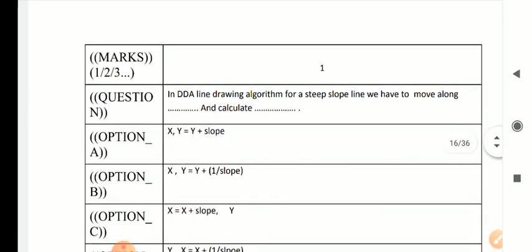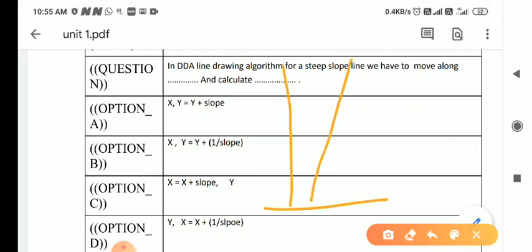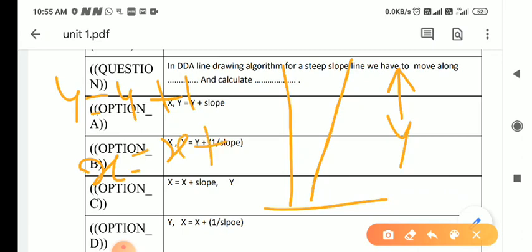Now in the DDA line drawing algorithm, for a steep slope line we have to move along and calculate what? If the answer is the reverse, that is, if your line is like this, then we have to move along y and find out dx, or find out the x value. So y is equal to y plus 1, and for x is equal to x plus, the formula is what? Dx by steps.